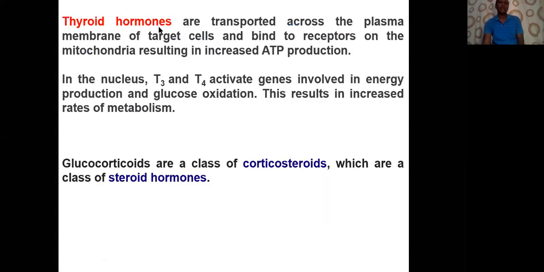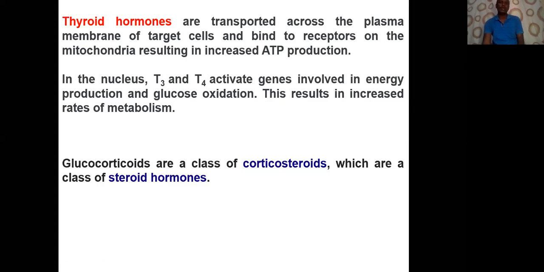Apart from that, thyroid hormone. This thyroid hormone acts on almost all of the cells, and it also affects the metabolism of glucose and the metabolism of lipids. So that is how it can also regulate glucose. And the next one is steroids, especially glucocorticoids.